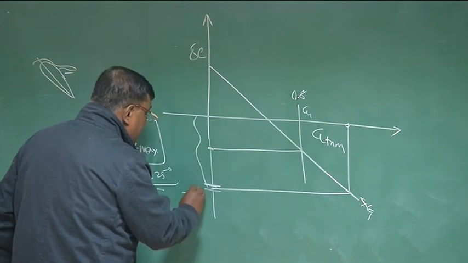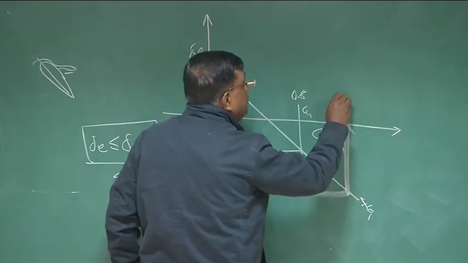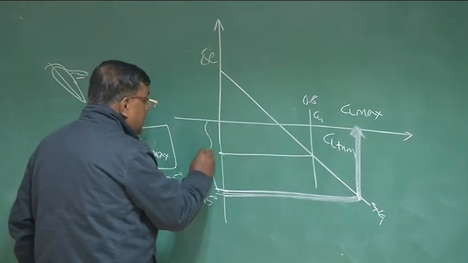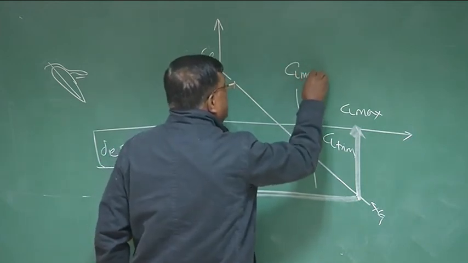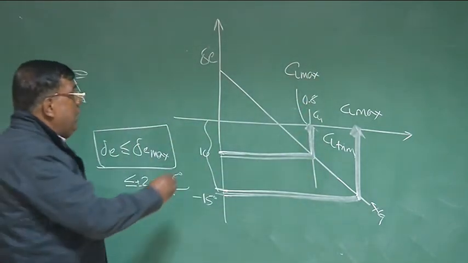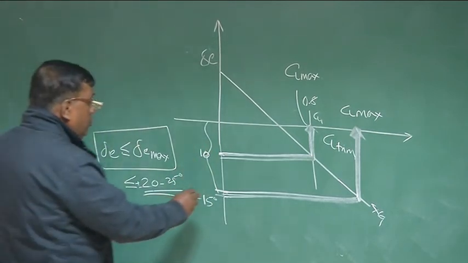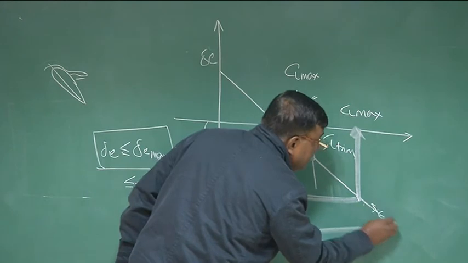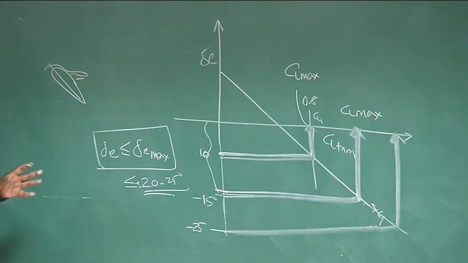Suppose the limit is minus 15 degrees, then I go like this, I come up, and I say only this is the CL max I can trim. If delta E max is 10 degrees, let's say this is 10 degrees, then I say this is the CL max I can trim, because now my elevator is not effective beyond 10 degrees. If somebody says your elevator will be effective up to minus 25 degrees, then I go to this graph, cut here, so I can trim a much higher CL. So this is the relationship between your delta E required and CL for a given static margin.